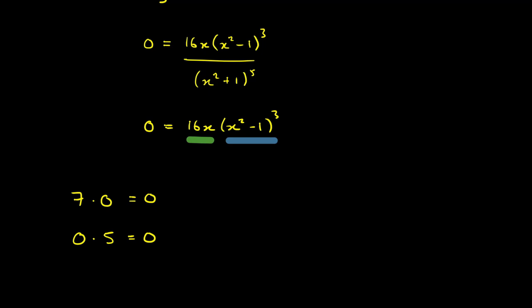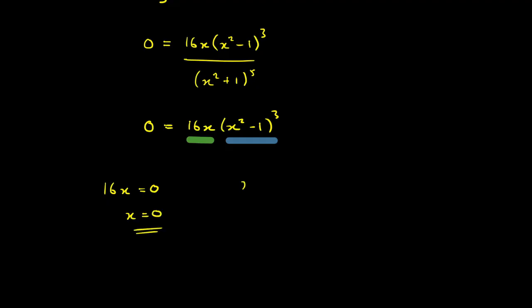So under what circumstances, if I multiply two numbers together and I get 0, what's happened? Well, one of those numbers must have been 0. So that's the logic that we're applying here. If we multiply these things together and we get 0, it either means that this thing is 0 or that thing is 0, okay? So 16x is equal to 0, which means that x is equal to 0.